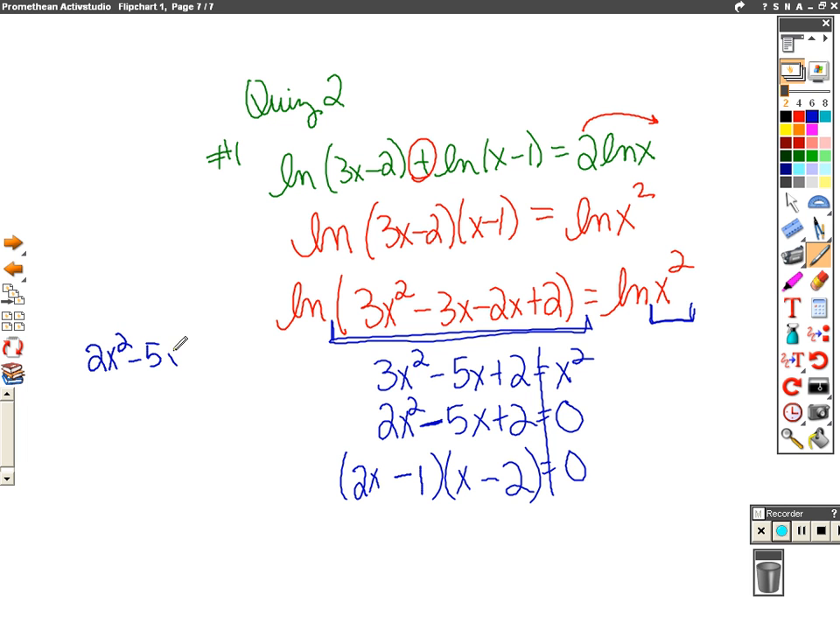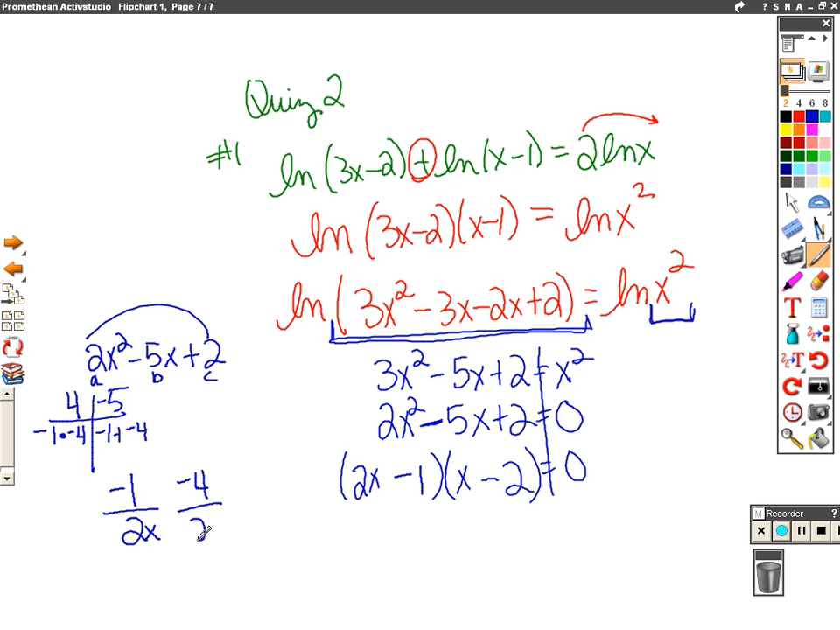Kind of some of the same stuff you've done already. I'm going to multiply the a and c, the 2 and the 2. That gives me 4. They have to add up to negative 5. So this would be negative 1 times negative 4, and negative 1 plus negative 4 equals negative 5. So my two factors are negative 1 and negative 4. And you can always put it over the a value in your quadratic. Remember that this is a, b, and c. So I could put this over 2x, and I could put this over 2x.